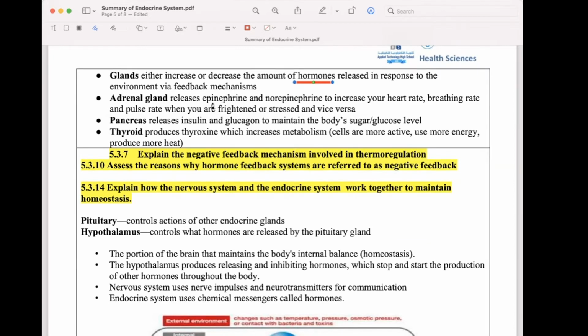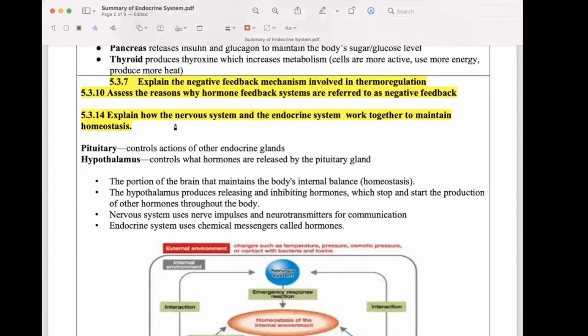Adrenal gland releases epinephrine and norepinephrine to increase your heart rate, your breathing rate and your pulse rate when you are frightened or when you are stressed. Our nervous system is linked with the endocrine system. Both of these work together to maintain homeostasis.